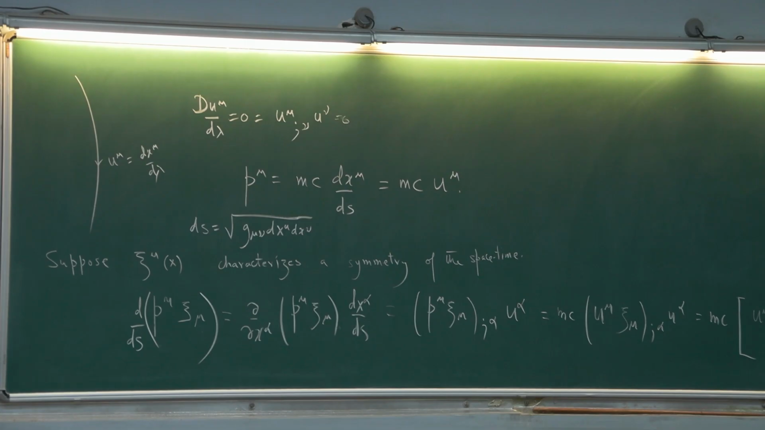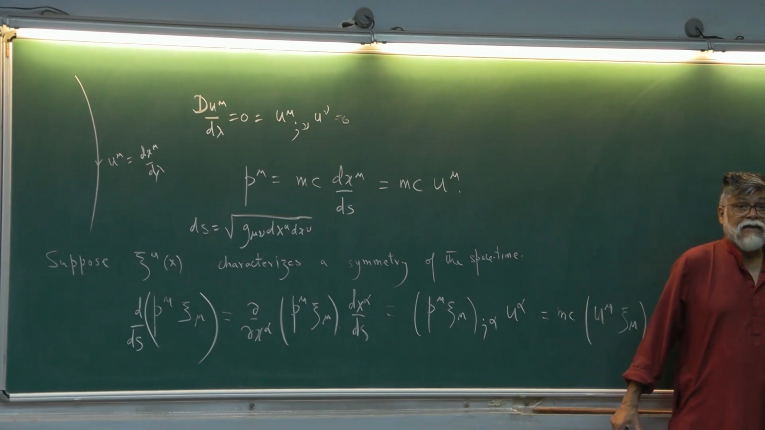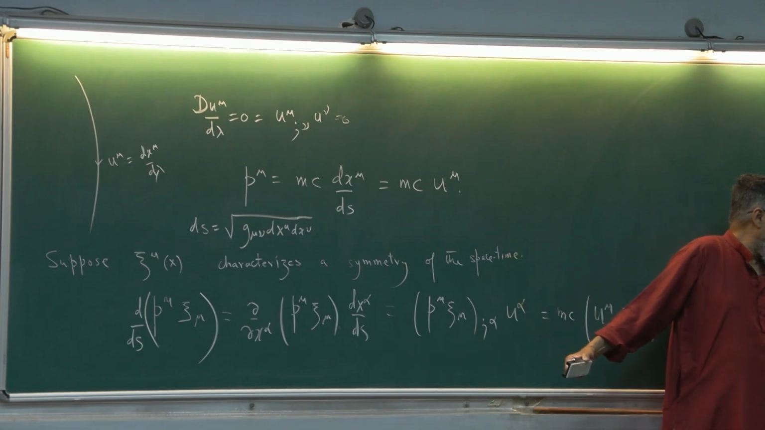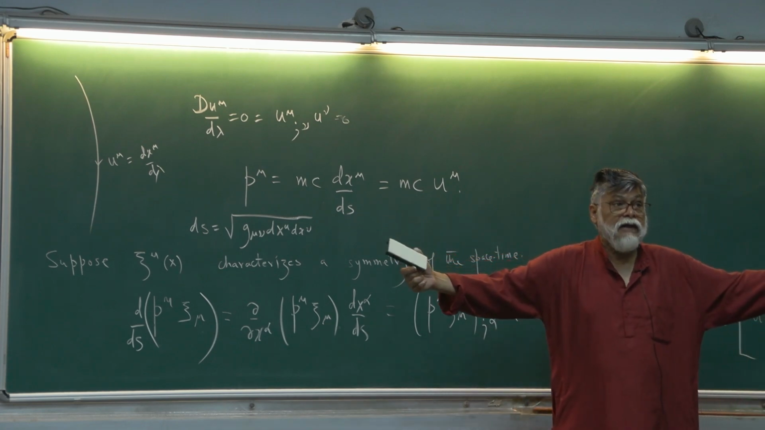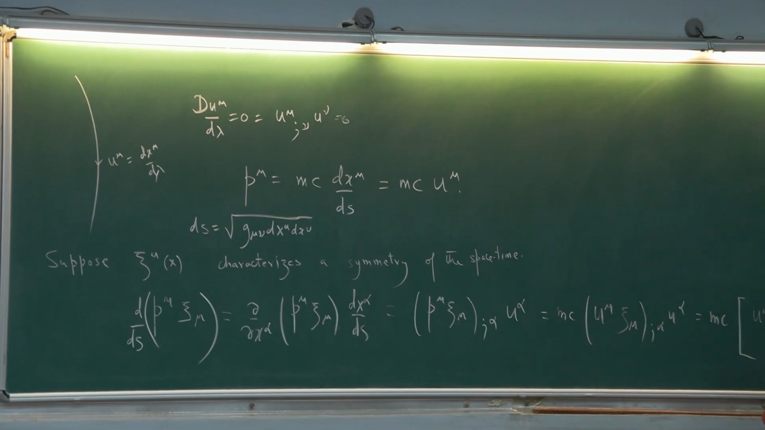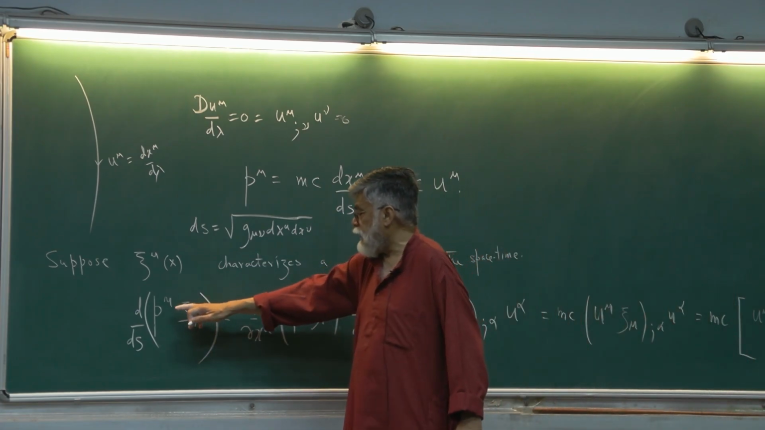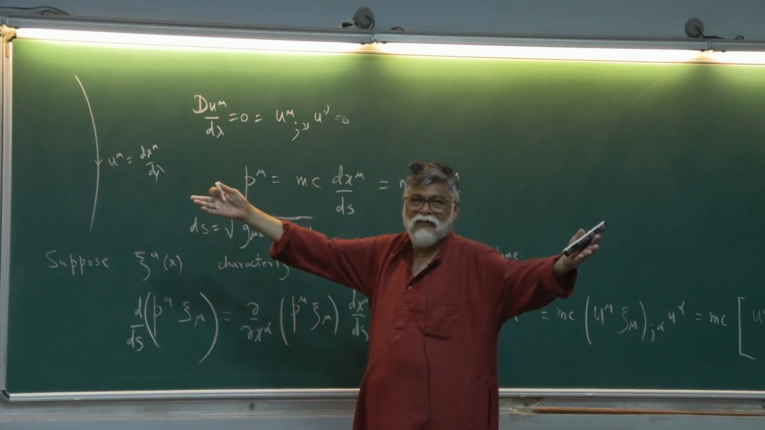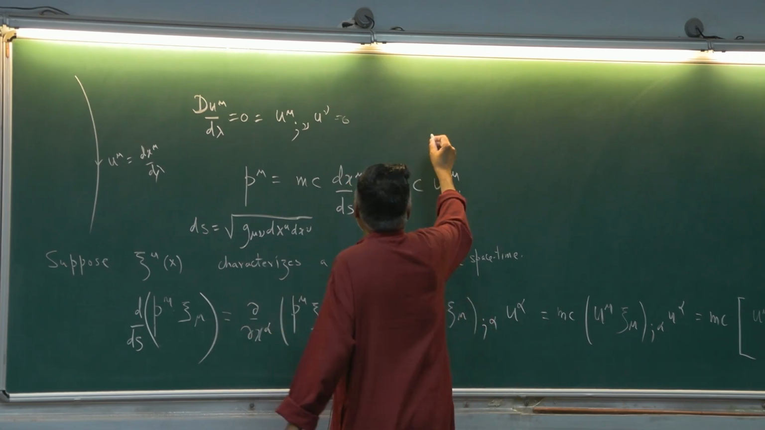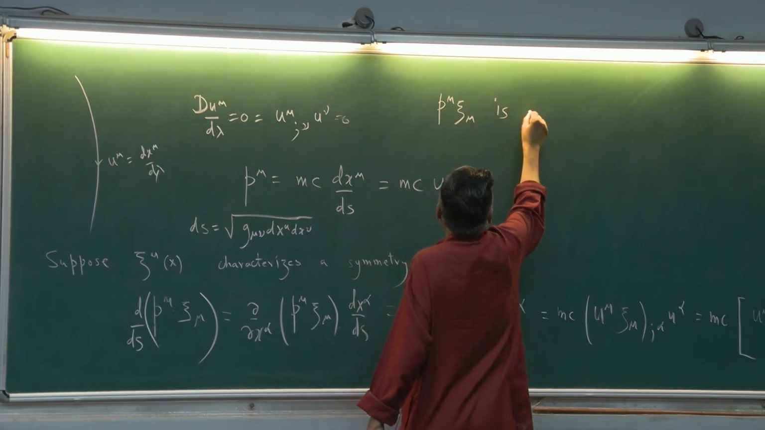I will apply this general result in this particular case, that xi mu semicolon alpha is an antisymmetric tensor, u mu u alpha is a symmetric tensor, and mu and alpha are being summed over, so that is also 0. So this is 0. And hence we have got the result that if there is a killing vector, the scalar quantity p mu xi mu along the geodesic doesn't change with time, because this is 0, strictly 0. So hence p mu xi mu is a constant of motion.